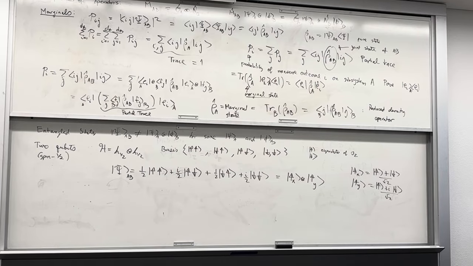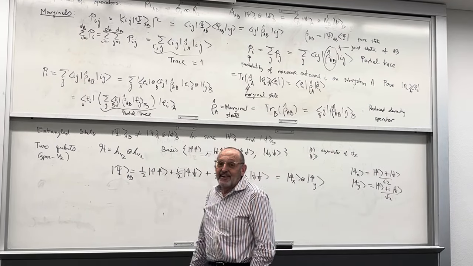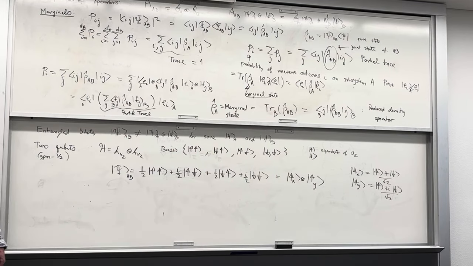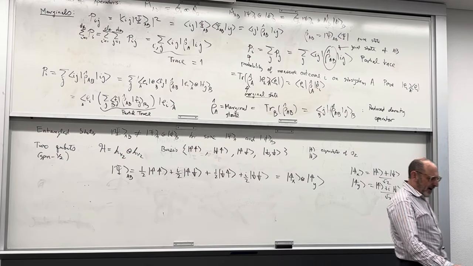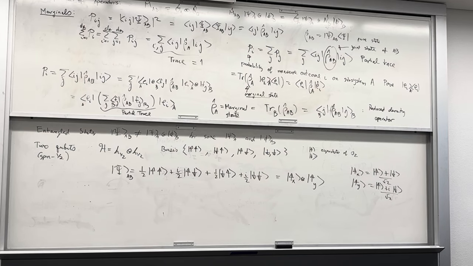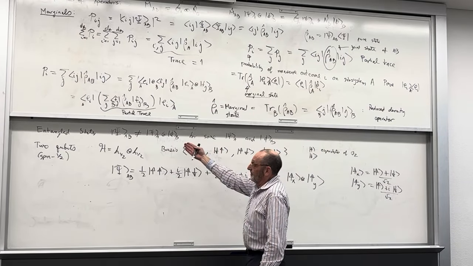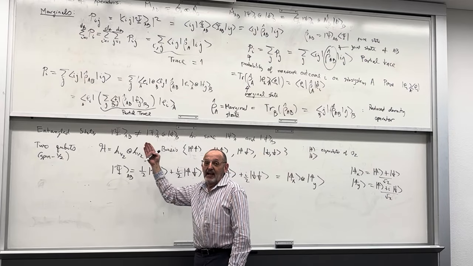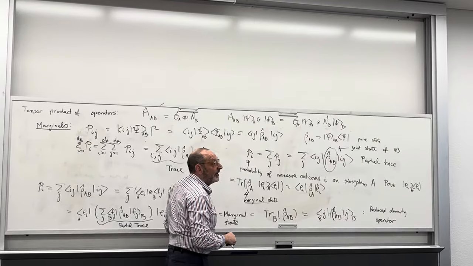So it's not obvious just by looking at a state whether it's entangled or not. We're going to come back to that. First of all, how do we identify whether the state is entangled or not? And moreover, quantify the amount of entanglement, the amount of correlations there are.